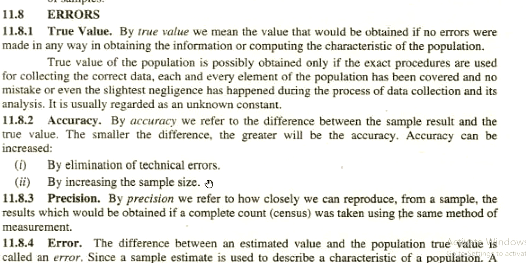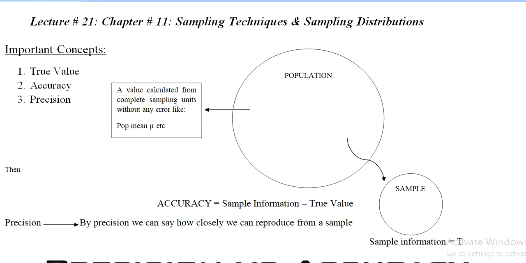Obviously, if we have a population of 10,000 units and we are taking a sample of 30 units, you can say 30 is very small in this case. If we increase the sample size, for example to 100, 150, or 300, we obtain more accurate results as we increase the sample size. So the sample results and the population results will be closer by increasing the sample size, and it will result in accuracy.